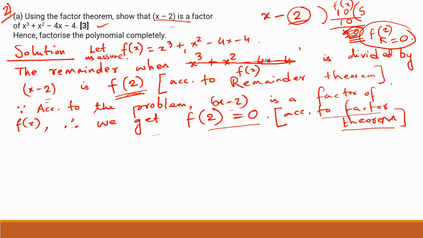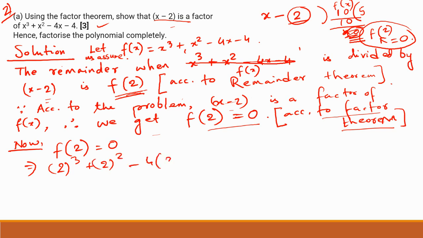It's not that I'm saying if you just write according to the factor theorem f of 2 equals 0, your examiner will deduct any marks. But if you write these few lines, it creates a good impression that the student understands the concept very well. Okay, so we get f of 2 equals 0. Now f of 2 equals 0 implies, now what is f of 2? We have to put 2 here, right? So 2 cube plus 2 square minus 4 times 2 minus 4.